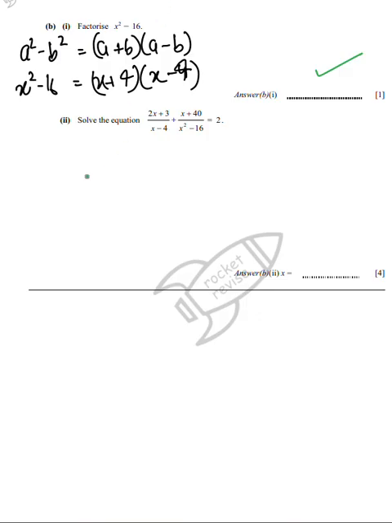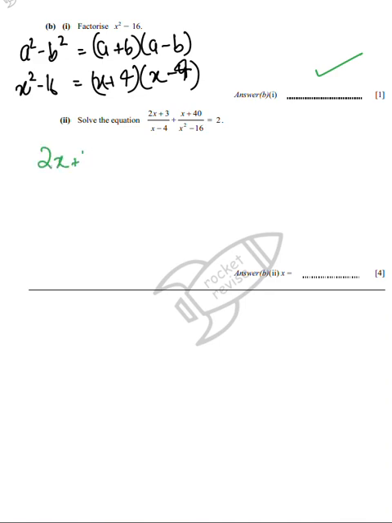Okay. Solve the equation (2x + 3)/(x - 4). Hmm, this seems tough, right? Instead of x squared minus 16, we just solved it above. Can I write x plus 4? Can I? Or can I not?